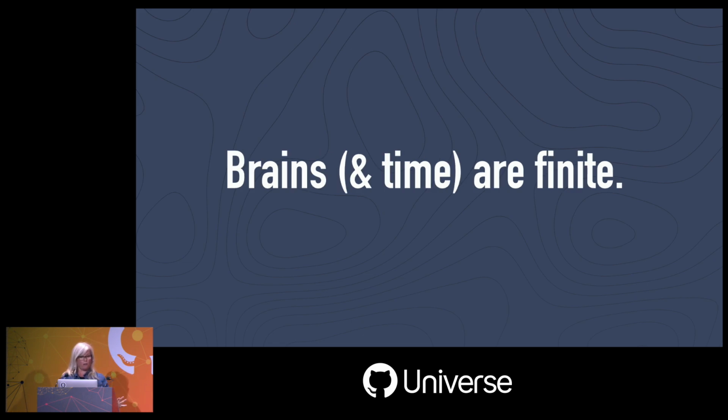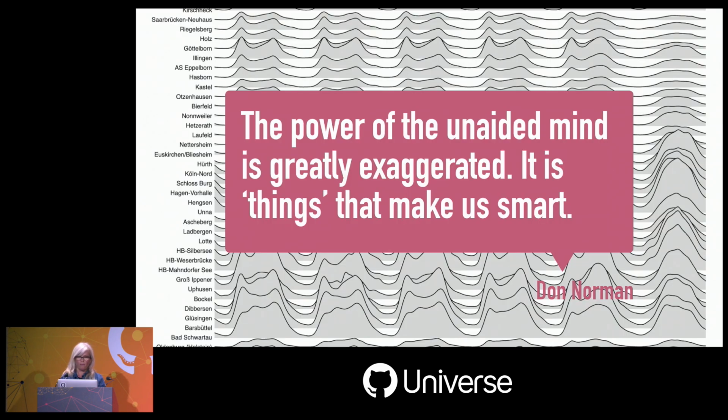Okay, but let's remember some other important factors too. Our brains, right? Time is finite. We want to make best use of both. So, Don Norman, I'm familiar with Don Norman. He's the father of cognitive design. He has this quote which I love: the power of the unaided mind is greatly exaggerated. It is things that make us smart. Okay, so if our minds need aids or tools, what does that mean?